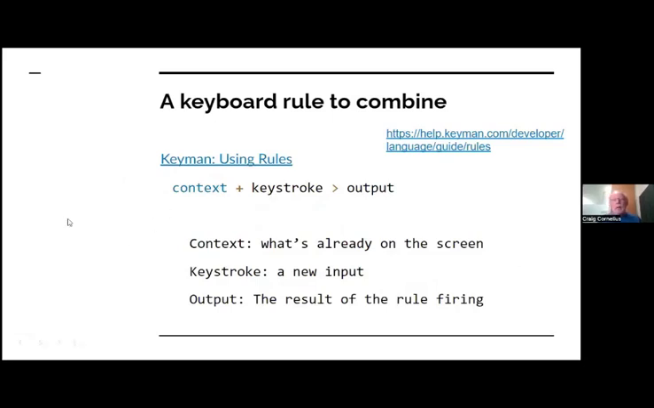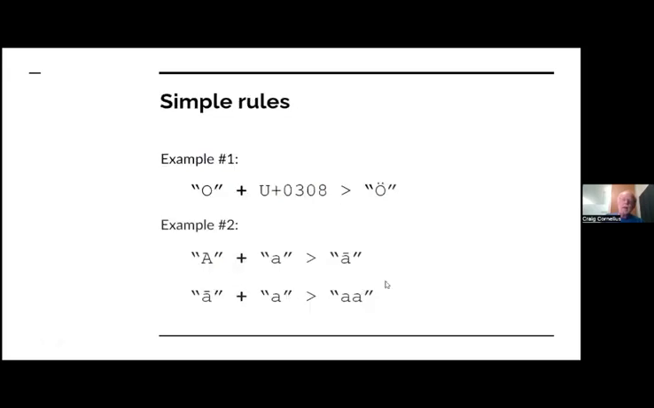Keyman rules are a pretty simple concept, at least in their basic part. In Keyman, there are basically statements saying, given a particular context and one more keystroke, change it to give an output. The context is what's already on the screen, the keystroke is the new input, and the output is the result of this rule being fired or triggered. In this particular case, we could find some simple rules in Keyman, and we'll actually go to the Keyman system and look at these in a moment.